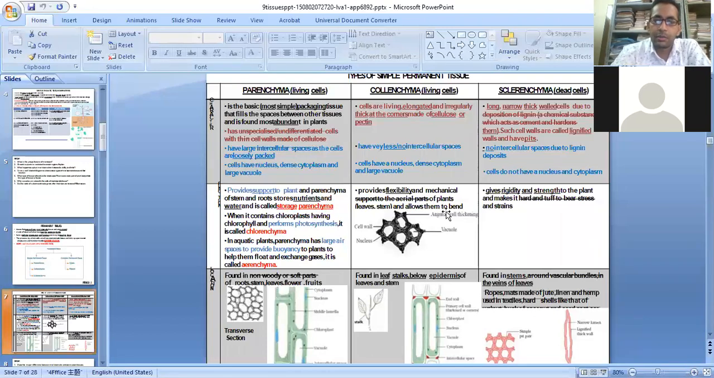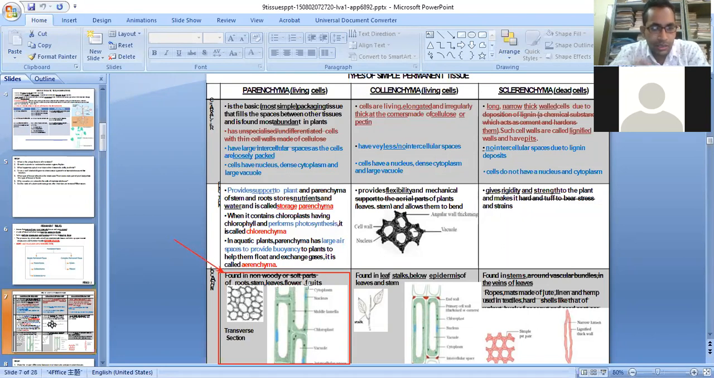Parenchyma, collenchyma, and sclerenchyma. First of all, you see the figures. These figures are drawn down under in the third row. This is parenchyma. Let us see what is parenchyma. This is the figure. This is the transverse section, and this is the lateral section. Both the figures are given over there. And what is written over here is very important. Just have a look over here.